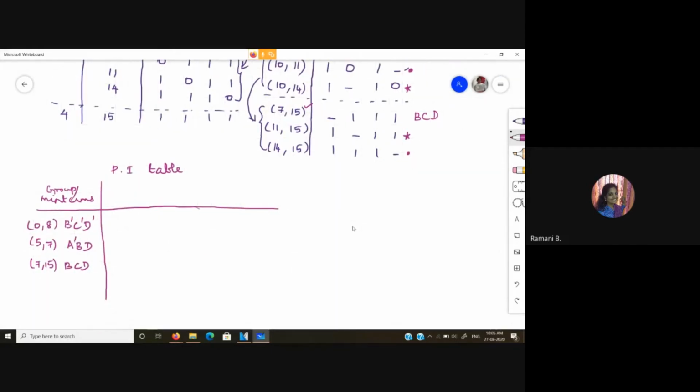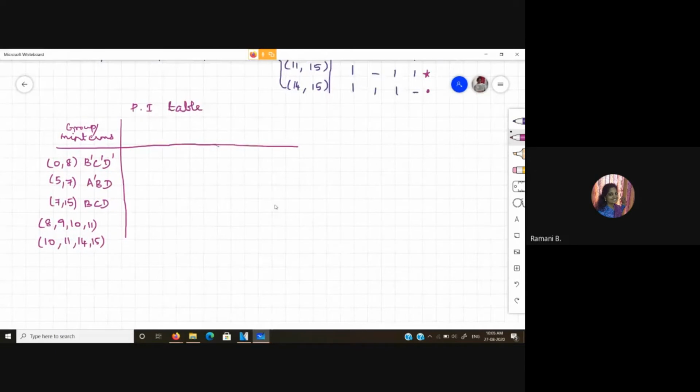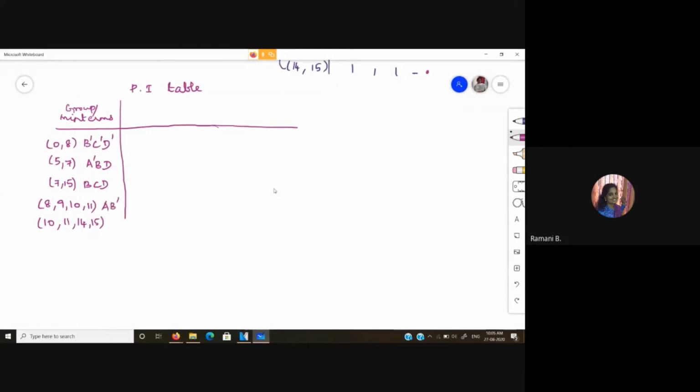Then 8, 9, 10, 11, and other is 10, 11, 14, 15. So the terms are AB bar and AC. Then the min terms. So we have 0, 5, 7, 8, 9, 10, 11, 14 and 15.